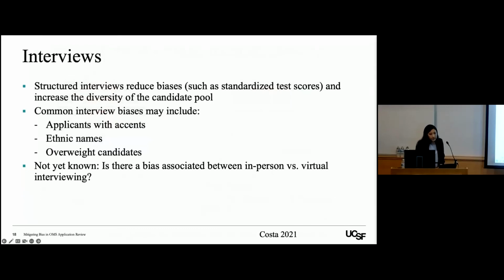For interviews, structured interviews will help to reduce biases, such as not having to look at standardized test scores, and increase the diversity of the candidate pool. And some interview biases that CASA in 2021 had seen were applicants with accents, ethnic names, and overweight candidates. However, it's not yet known if there's a bias associated between in-person versus virtual interviewing, especially with the COVID pandemic the last couple of years.